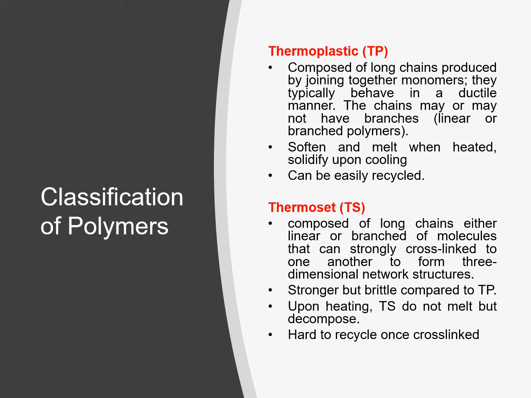The second type of polymer material, which is the thermoset, composed of long chains, either linear or branch, of molecules that can strongly cross-link to one another to form 3D network structures. You have also seen the type of molecular structure for this network structure. And they are typically stronger but brittle compared to the thermoplastic material. And upon heating, thermoset material do not melt, but they decompose. And because of this, it is hard to recycle the thermoset materials once they cross-link.